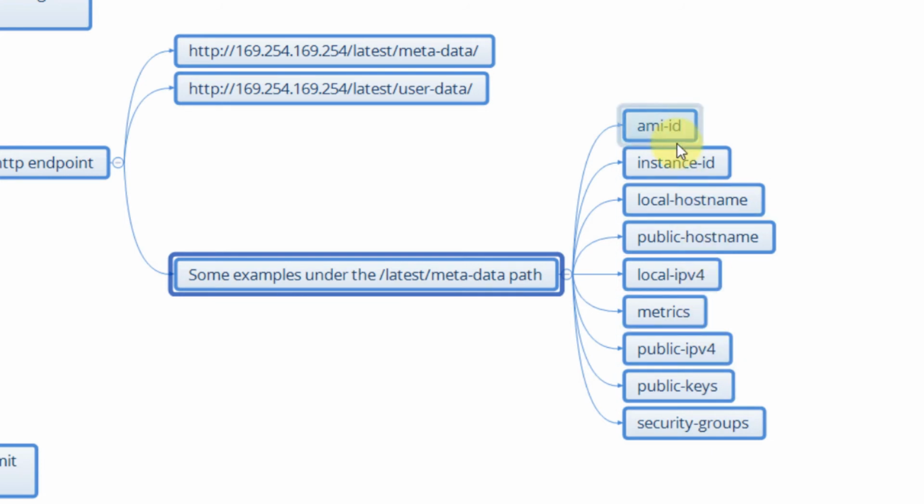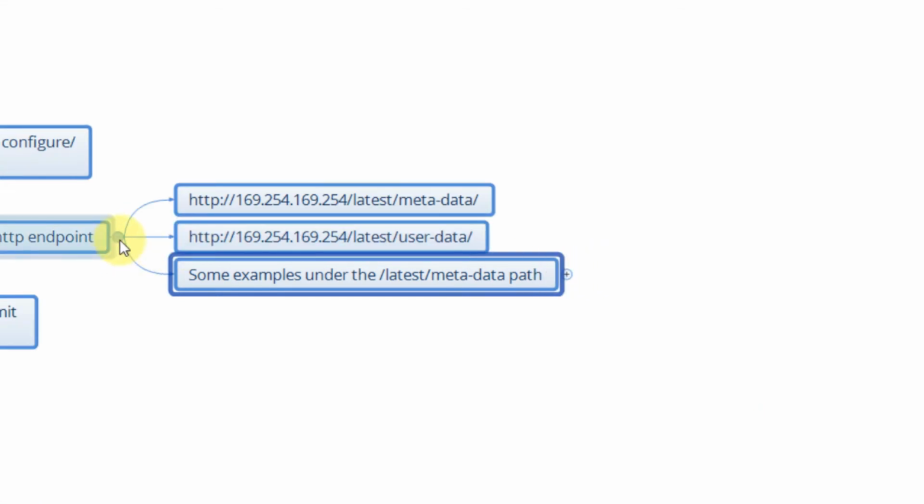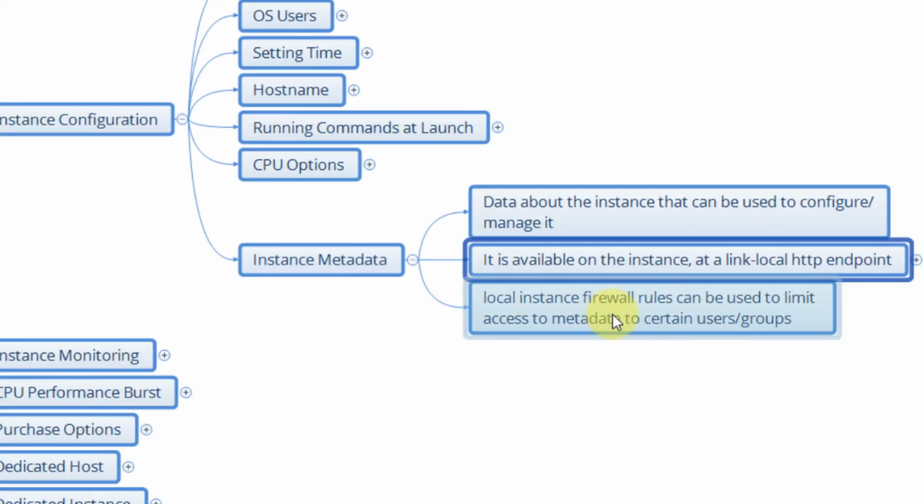As you can imagine, all of these can be used by scripts to manage the configuration of the instance. Now, access to instance metadata by default is available to any process running on the instance, but you can set up a local instance firewall to limit access to metadata to only certain users and groups.